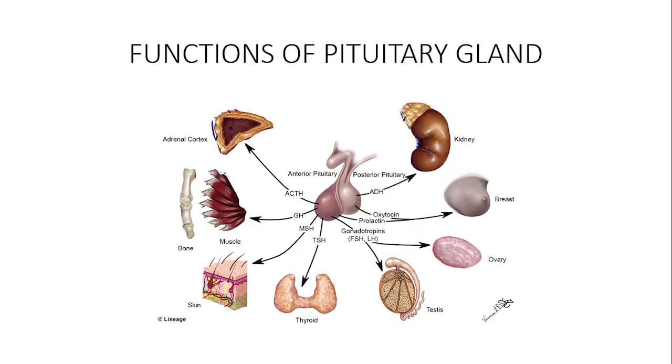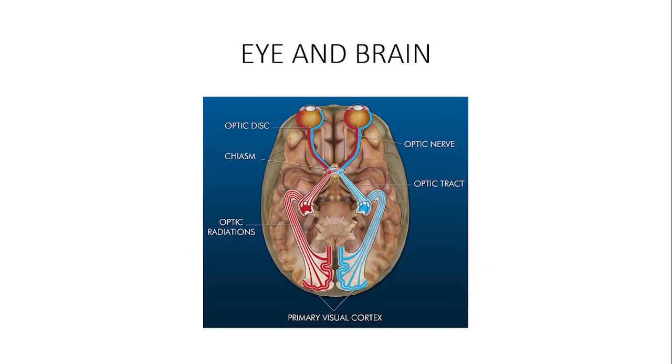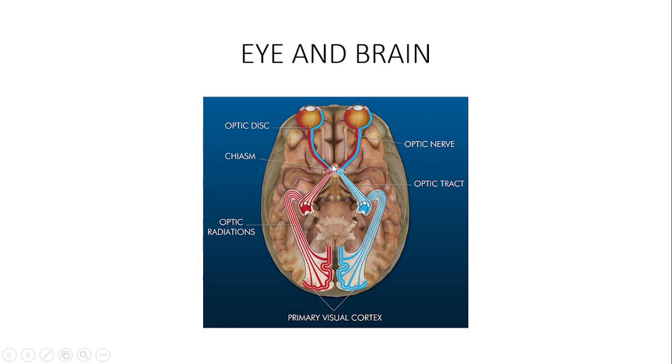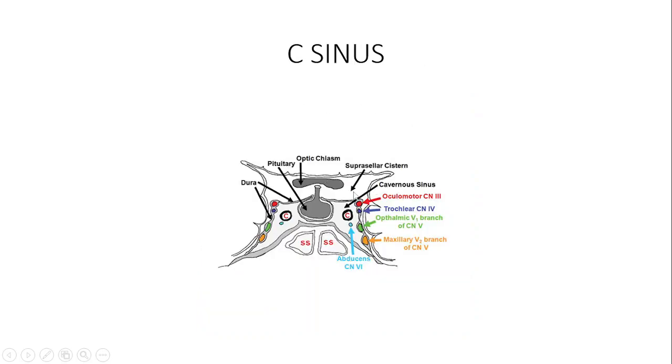So, let me tell you why we needed to talk about the pituitary gland and its functions. For example, in our last class, we talked about the optic nerves, the left and right, how they meet at the chiasma, and at that same level we have the pituitary gland. Look at the pituitary gland here. This is the optic chiasma, all right? That's where the left and right optic nerves meet. So here you are. That is the optic chiasma.